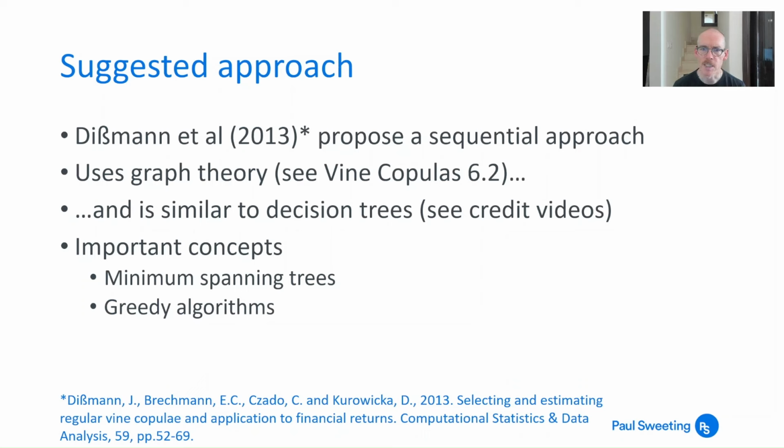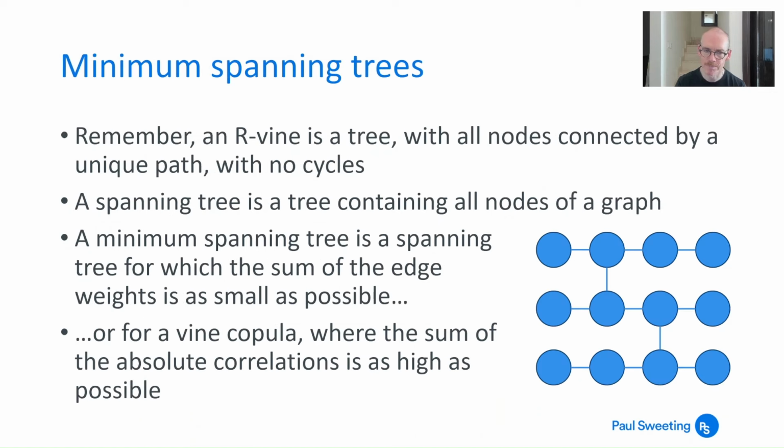Now, it uses graph theory, which we talked about last time, and it is similar in the way that it works to some of the stuff that we did on decision trees, if you look at the credit videos that I did on those. And there are a couple of important aspects or terms which allow us to do this. The first concept that we need to explore or get comfortable with is the concept of minimum spanning trees, and the second is greedy algorithms.